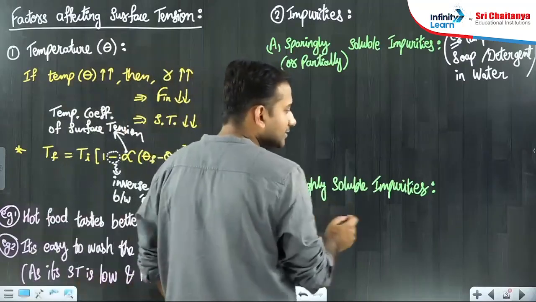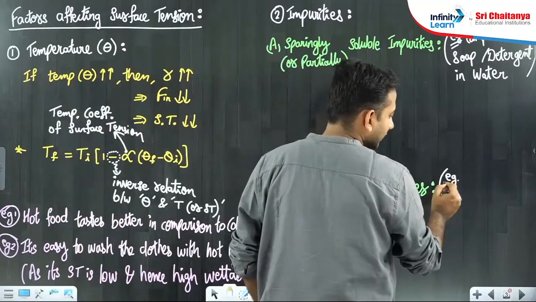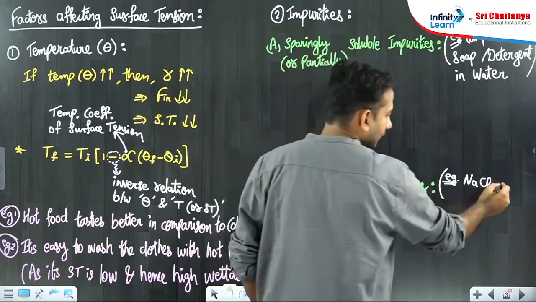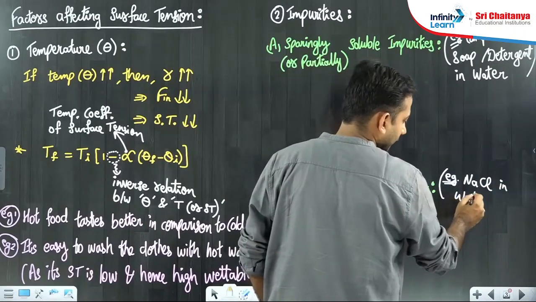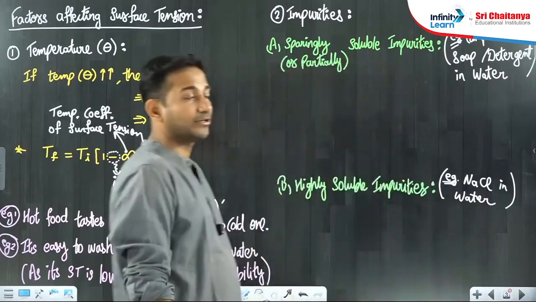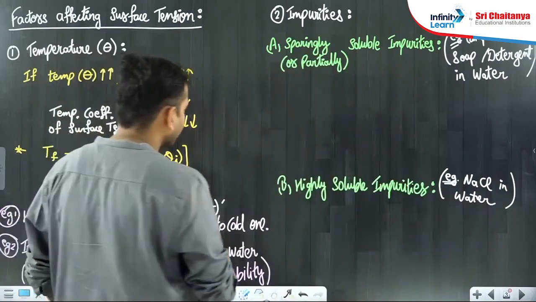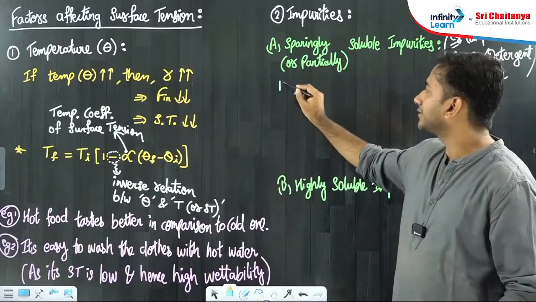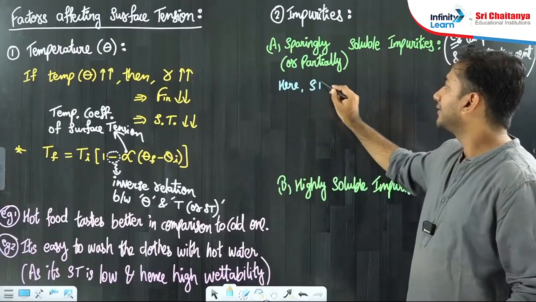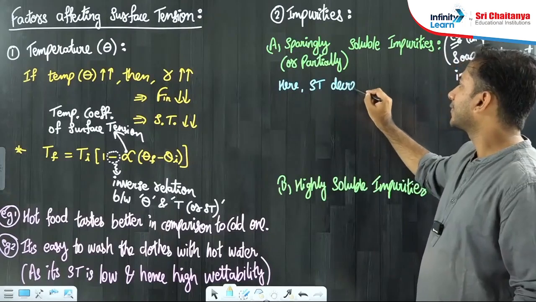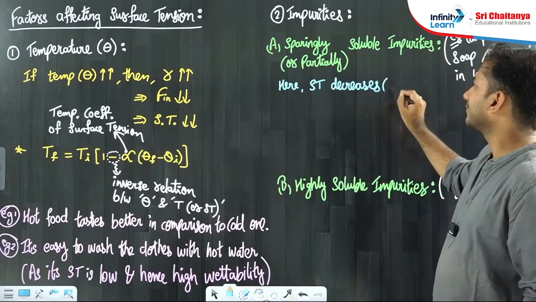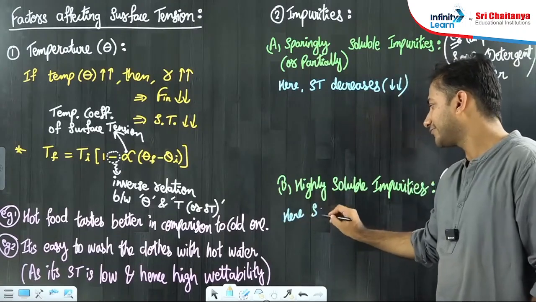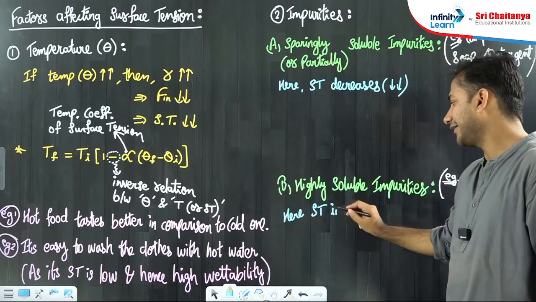And if you talk about the highly soluble impurities, then you will say, example, NaCl, sodium chloride, common salt in water. NaCl in H2O, highly soluble impurities. So if you introduce sparingly soluble impurities, here surface tension decreases. Okay. And highly soluble impurities here, surface tension increases.